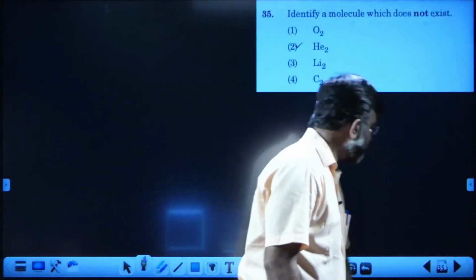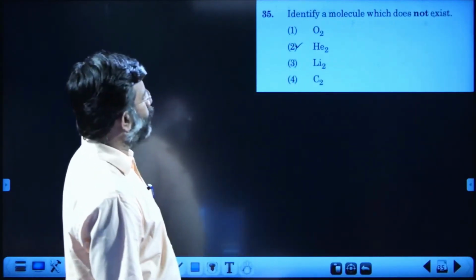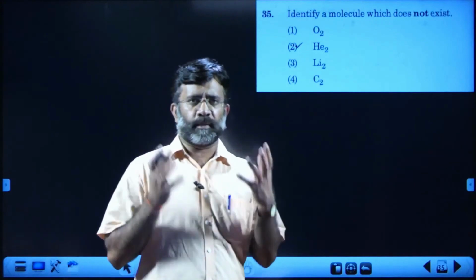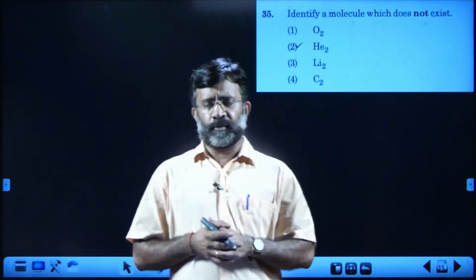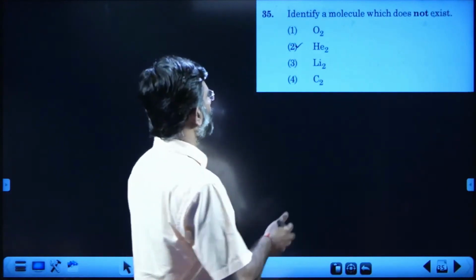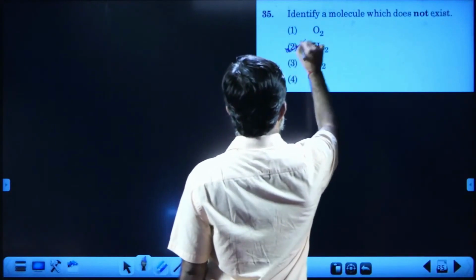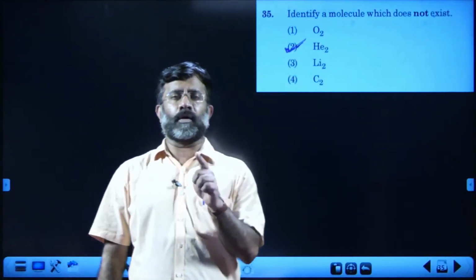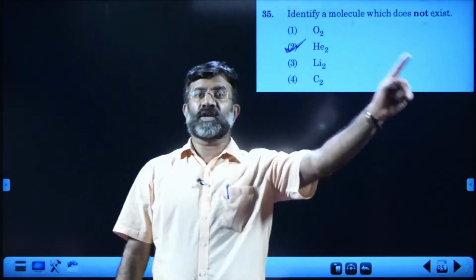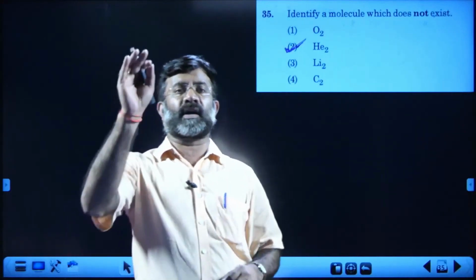Next, the 35th question. Identify a molecule which does not exist based on the fundamental idea of molecular orbital theory. The molecule He2 cannot exist as it has 4 electrons. It will be configured sigma 1s2, sigma star 1s2. The numbers of bonding electrons and anti-bonding electrons are equal.